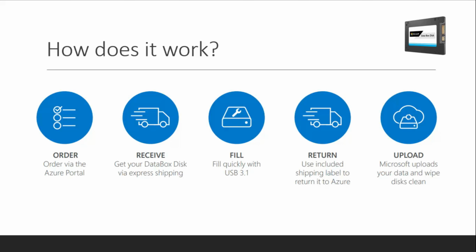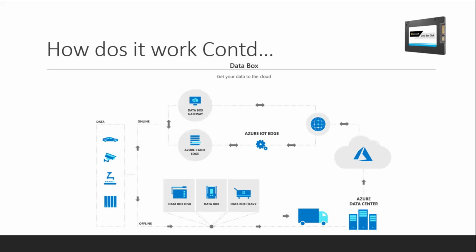How does it work? It's very simple. You order, you receive the disk, fill the disk with the relevant data, and return the disk, and once it reaches the Azure Regional Data Center, it gets uploaded. That's it. After uploading, Microsoft is going to wipe the disk clean and then return it to you. Whether the live data is coming from IoT devices or from your on-premise, you plan to send it either online or offline. When you think of offline, that is when you would think of Azure Data Box Disk.